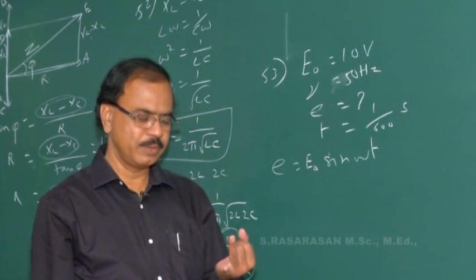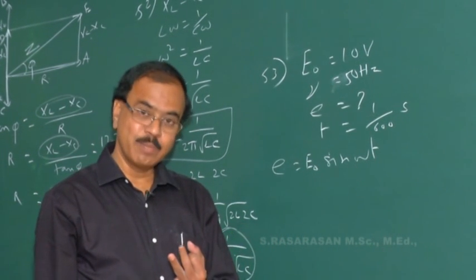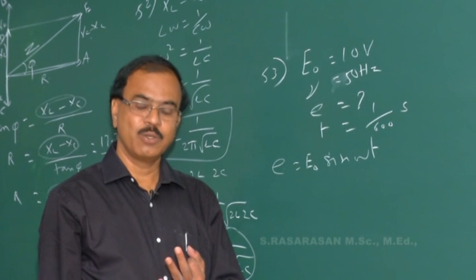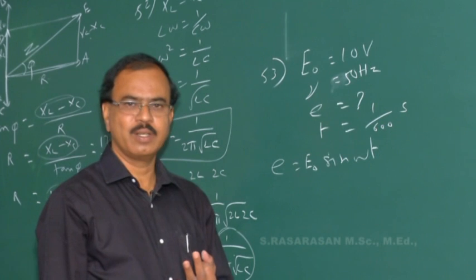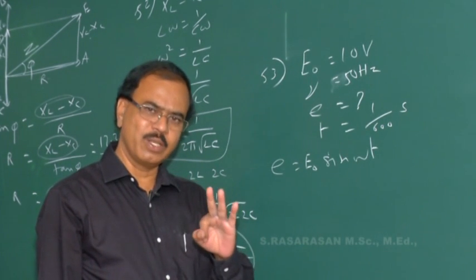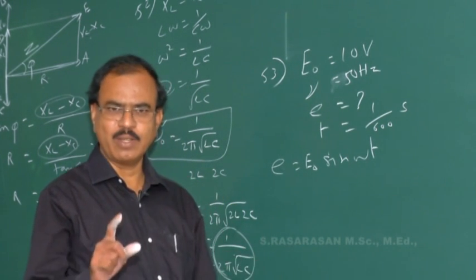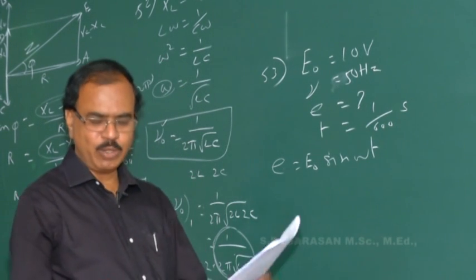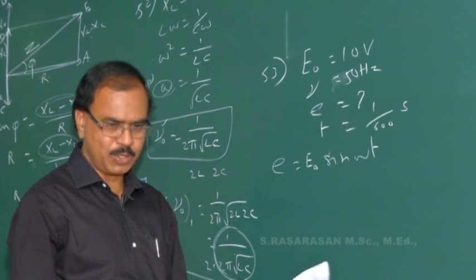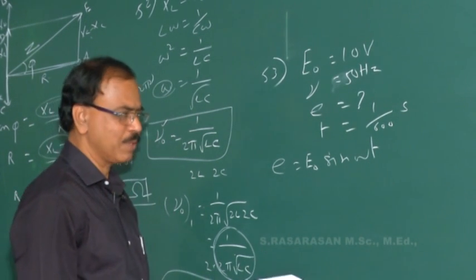maximum EMF. Another one, RMS EMF, E RMS, root mean square value of EMF. Another name, effective value of EMF. So in alternating current, 3 come. In direct current, there is only one, voltage, that's all. So this we have to remember a little. Only in AC, 3 different EMFs.